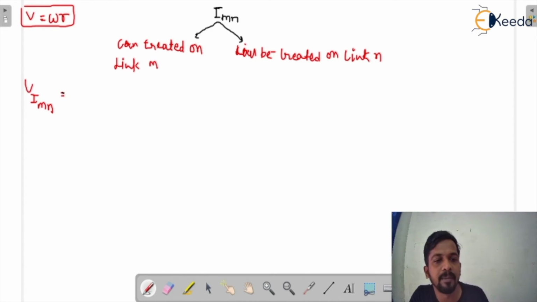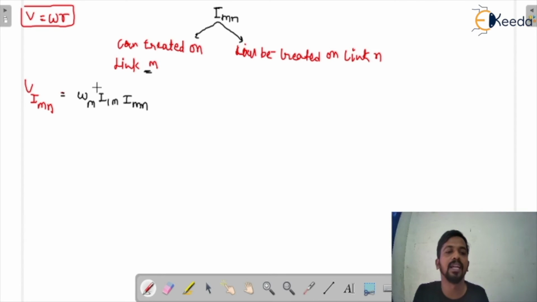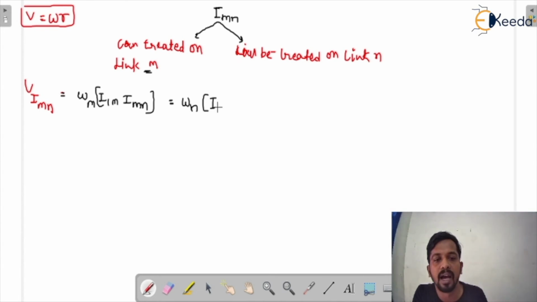So I can write here V of IMN is equal to, now first I am going to treat IMN on the link M. How can you find the velocity? That would be omega M times I1M to IMN. Are you getting my point? This is the distance between I1M and IMN. I will explain again with an example so it would be easy to understand, but this is the general relation. If you treat IMN on the link N, it can be written as omega N times I1N to IMN.